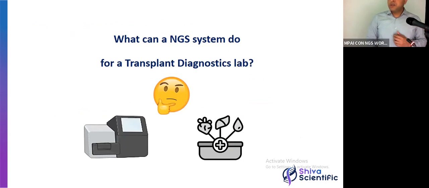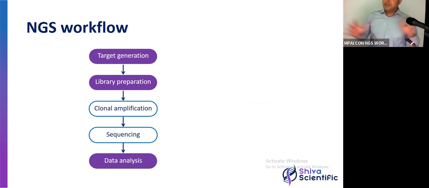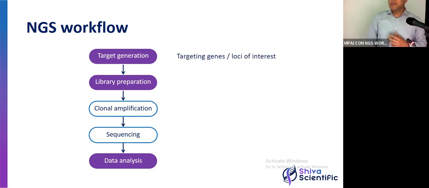So can an NGS do a job for a transplant diagnostic lab? I know most of the labs are using HLA typing, but can we do anything beyond that? Let's see. So let's look at the workflow first. Again, a sort of revision for you. So for any amplicon-based NGS workflow, there would be 5 steps. The first is target generation. Target generation would be targeting gene of interest or loci of interest.